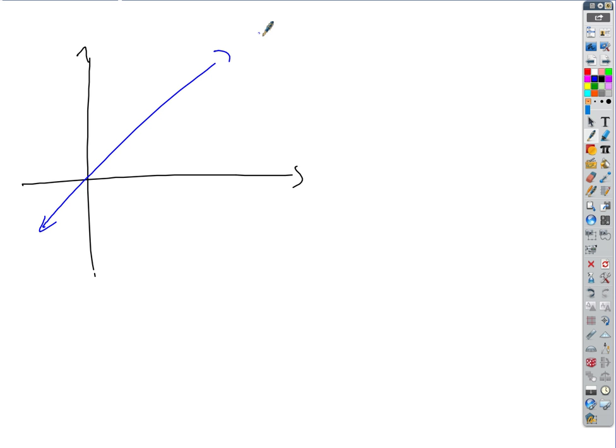Okay, so let's keep playing this game. I'm going to give you more of these. So how about, here's the original function. Think what the derivative's going to look like. You don't need to have exact numbers, just sketches would be fine.